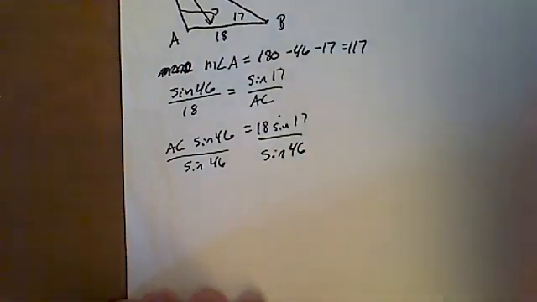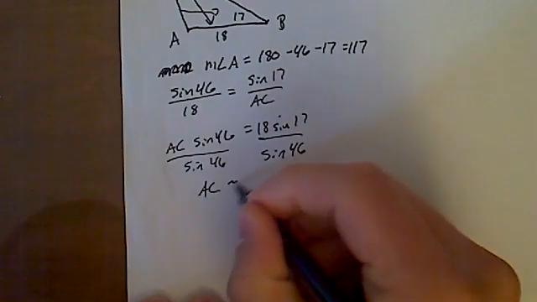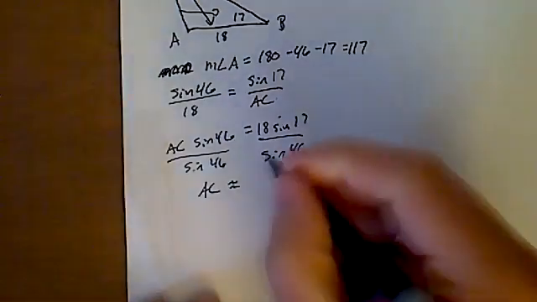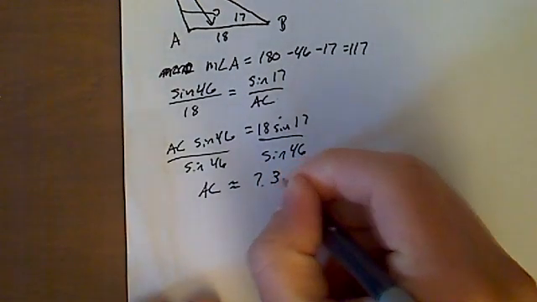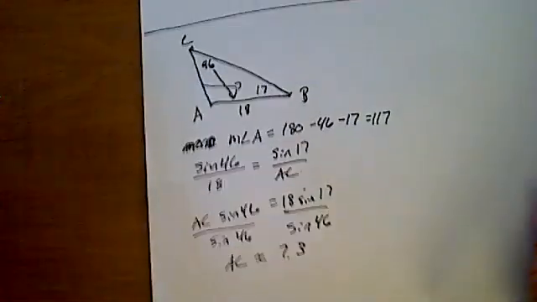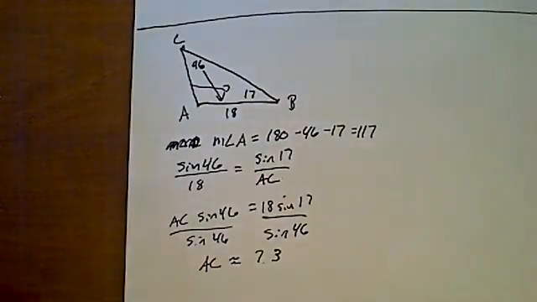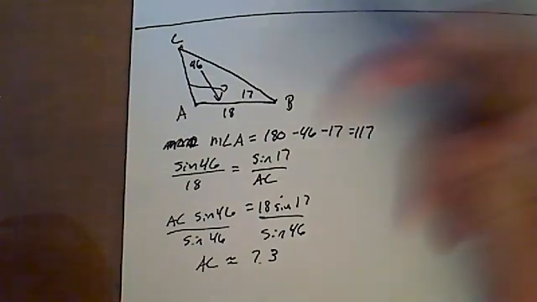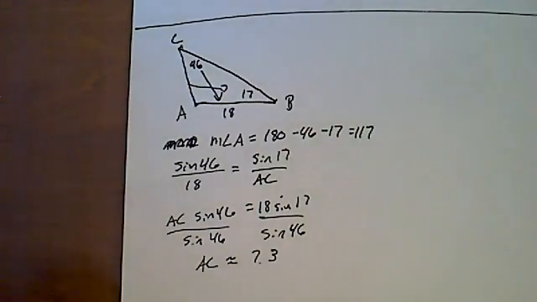Again, I've said it twice in this video at least already. The sine of 46 is just a number. And we're left with AC is about 18 sine 17 divided by the sine of 46. That's about 7.3. All right, I would suggest that you pause the video here in a second after I give you the instructions. I want you to find the length of BC. So pause the video, solve it, and then come back and watch.